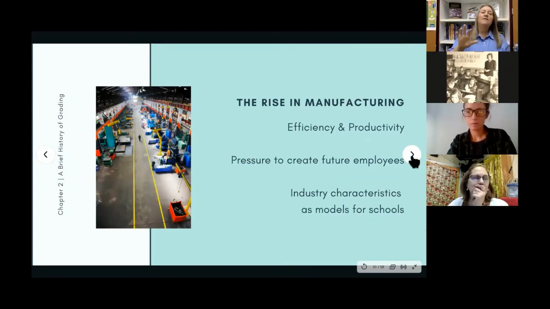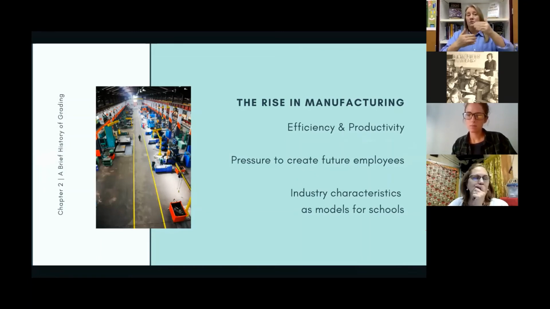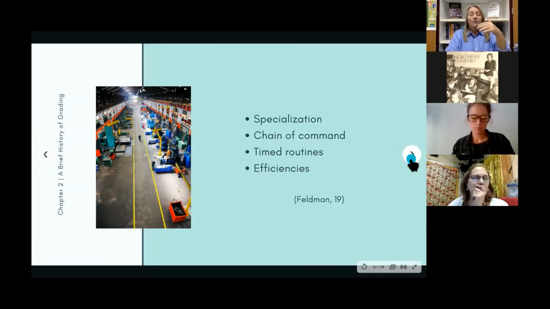So the rise in manufacturing: as manufacturing got big, it was all about efficiency and productivity. Like, how do we make these things faster and more efficient so we can make more money? And there was this pressure to create the future employees that could work at these companies. And those industry characteristics actually started to become models for schools. And then these things like specialization, chain of command, timed routines, and efficiencies, these are things that Feldman cites started to go from the workforce into schools.